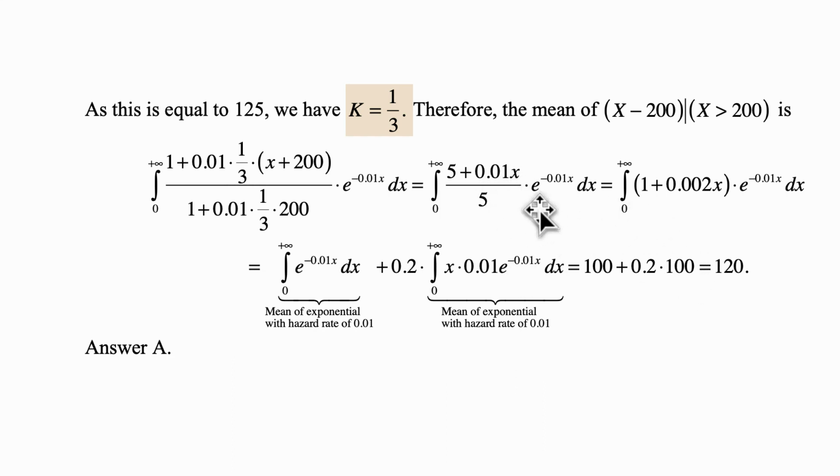Okay, that's equal to the integral from 0 to plus infinity of (1 plus 0.002x) times e to the minus 0.01x dx. And then we split this into two integrals. The first one is the integral from 0 to plus infinity of e to the minus 0.01x dx. And that's the mean of an exponential random variable with hazard rate of 0.01, which is 100, plus 0.2 times the integral from 0 to plus infinity of x times 0.01 e to the minus 0.01x dx. This is also the mean of an exponential with hazard rate of 0.01, so it's also 100. So this becomes 100 plus 0.2 times 100, which is 120, and that's answer A.